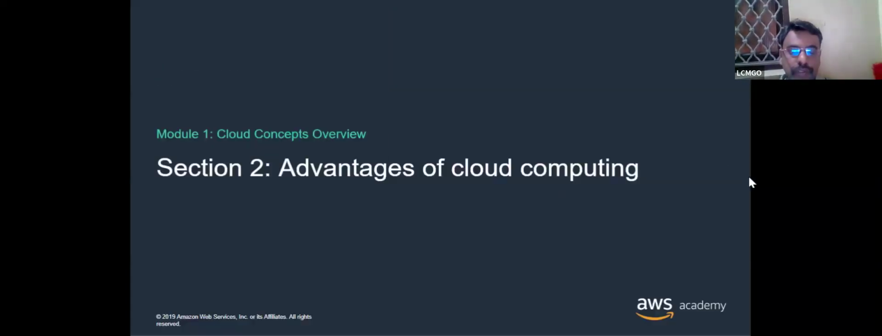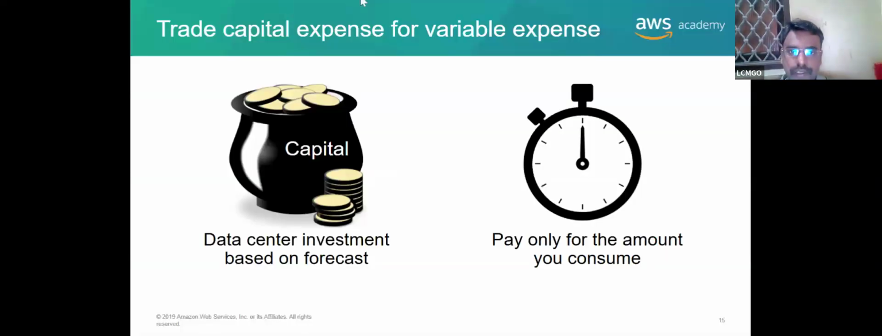Today we'll start with the first topic, advantages of cloud computing. There are a lot of advantages, but AWS highlights six main ones. Let us see. If you're taking notes, make a note of the first one: trade capital expense for variable expense.